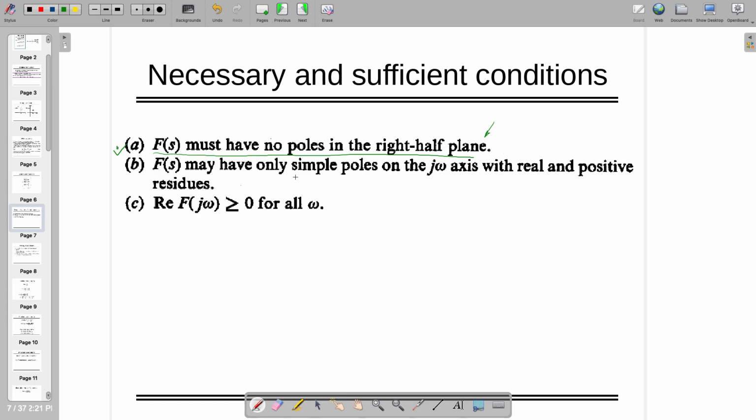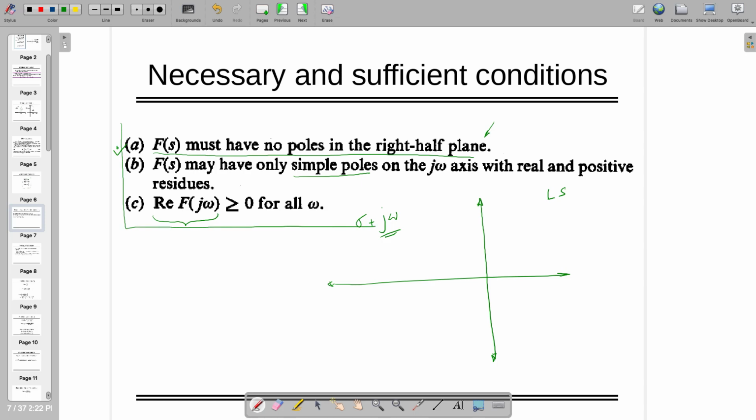Second is, it has to have only simple poles. When I'm saying simple poles, I'm talking about just the j omega axis. There should not be anything like sigma plus j omega. It has to be just j omega, because when I want to implement, let's say, an inductor, it will be just Ls. It will not be like something else. The real part will not be there, at least in our course we are not going to consider the real part. And third, the real part of F of j omega will be greater than or equal to 0 for all omega. So these are the three conditions which we need to check to find out whether my function is a positive real function or not.